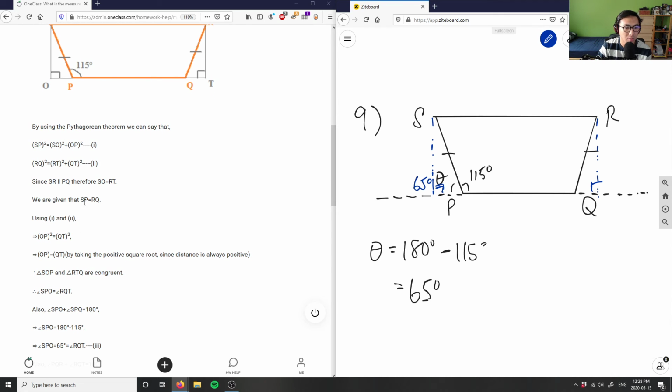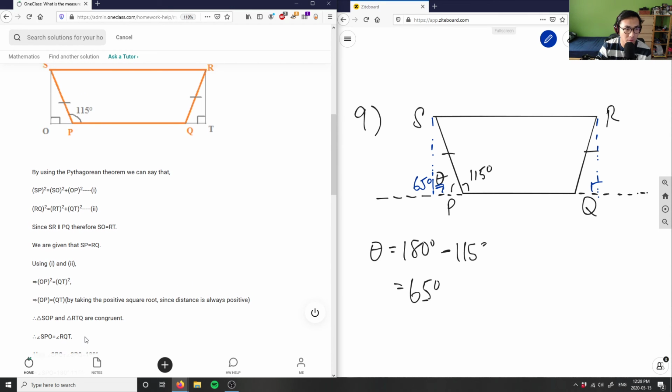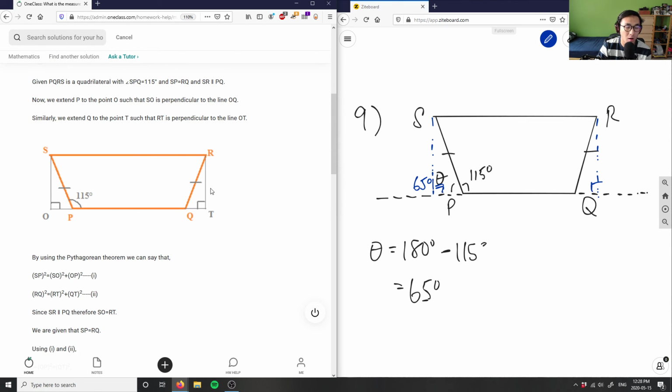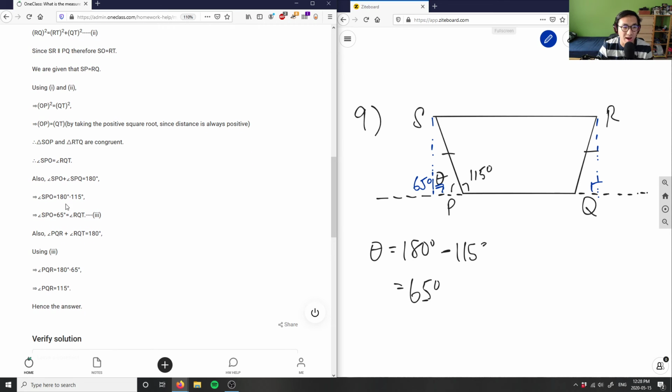So they did that. Okay, so this is correct, 1 and 2. They did substitution. Therefore, SPO and RQT are congruent. Okay, so these guys are congruent, like we know before, because we know that side and angle are in play. So both of these guys are congruent, which is good. And they figure out my angle as well. 65 degrees is the angle here. So knowing that, you can simply say 180 minus 65 is 115.